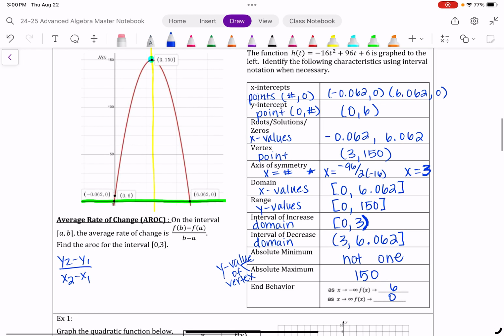We are using 0 and 3. So 0 is 6, and 3 is 150. So we have 150 minus 6 over 3 minus 0. So we have 144 over 3. And we plug that in the calculator. 144 divided by 3 is 48. And that is our average rate of change.